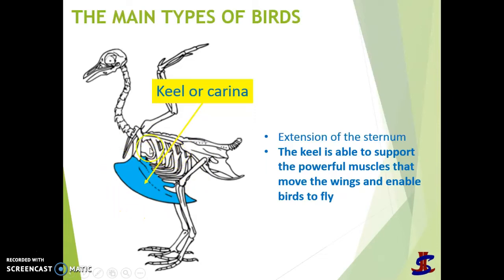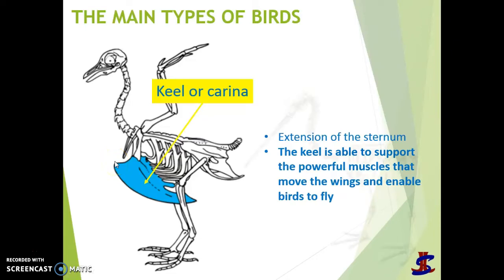The sternum is developed because their breast is so big and so strong in order to be able to fly that it needs a bigger structure to hold these muscles. Okay? The keel here is able to support these big muscles that move the wings and enable birds to fly.